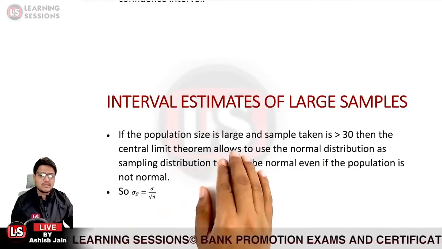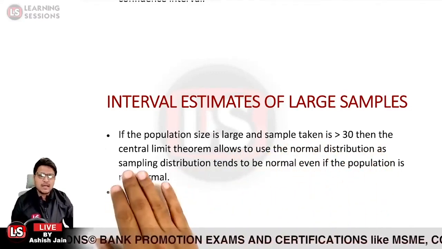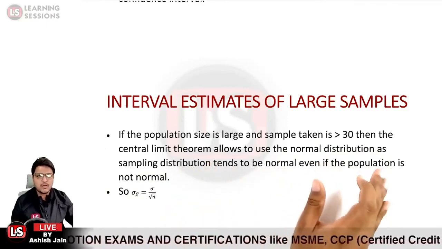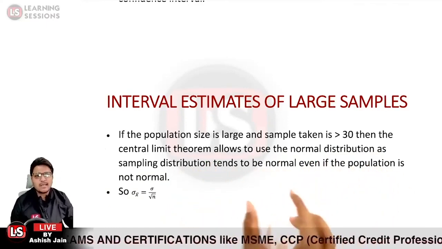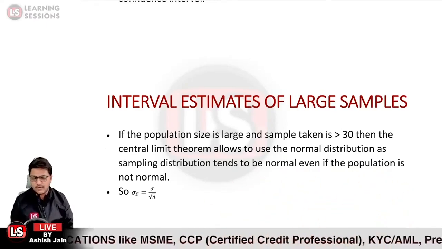So if the population size is large and the sample taken is greater than 30, then the central limit theorem allows us to use the normal distribution, as the sampling distribution tends to normal even if the population is not normal. Are you getting my point?